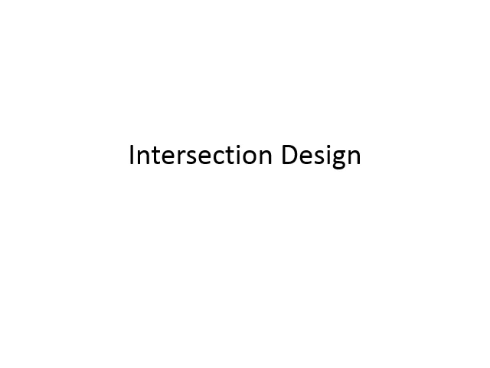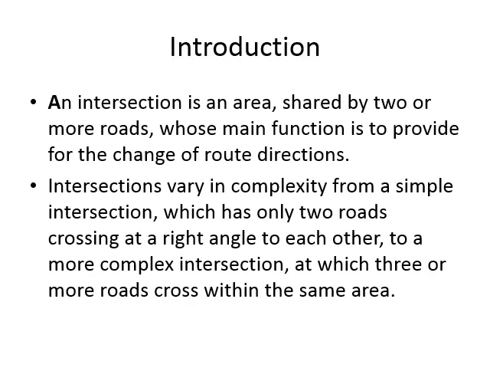Let us start with that. So, how do we define an intersection? It's an area which is shared by two or more roads. So, it's a common space which is shared by two or more roads, and the main function of providing an intersection is to provide the chance to the traveler to change its route, to change its direction.